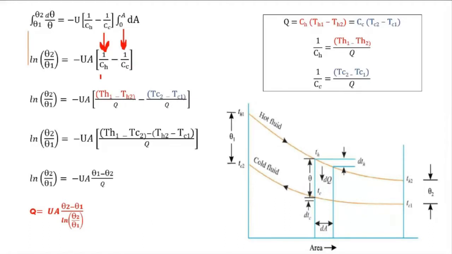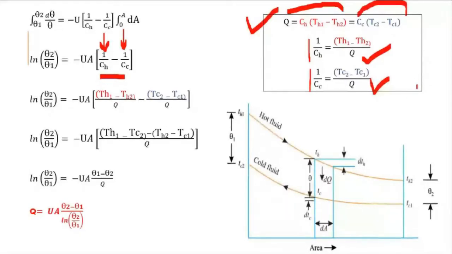To find the values for 1 by Ch and 1 by Cc, we considered the total rate of heat transfer equation. So total rate of heat transfer is given by heat lost by the hot fluid and heat gained by the cold fluid. If we compare these two equations, we can write that 1 by Ch is equal to Th1 minus Th2 divided by capital Q. Similarly, 1 by Cc is equal to Tc2 minus Tc1 divided by capital Q. Any doubt in these two relations?